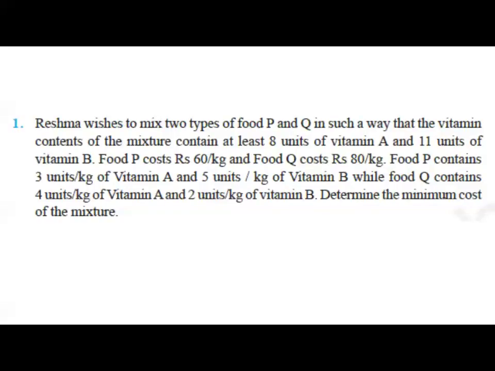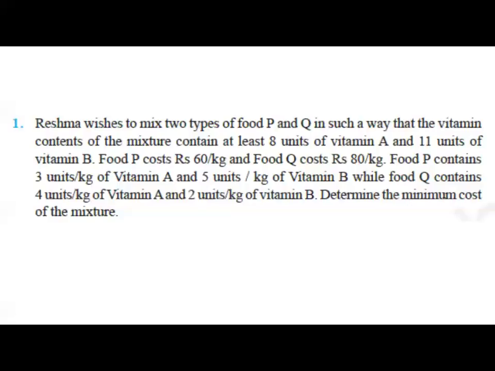A combination of, so how much of food P and how much of food Q to consume so as to meet the vitamin requirements at minimum total cost. So how much of each of the foods should I consume so that I can meet my vitamin requirements at minimum total cost? So our decision variables are x1, the quantity of food P to be consumed, and x2, the quantity of food Q to be consumed.